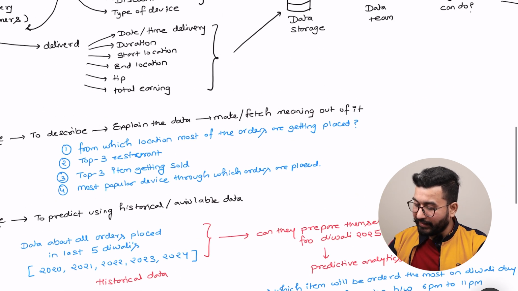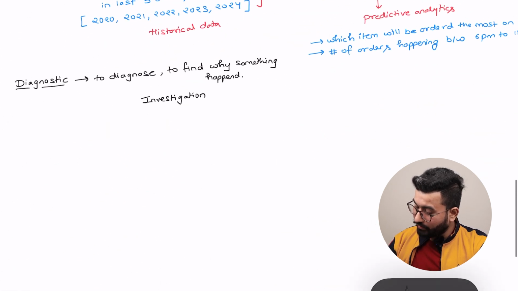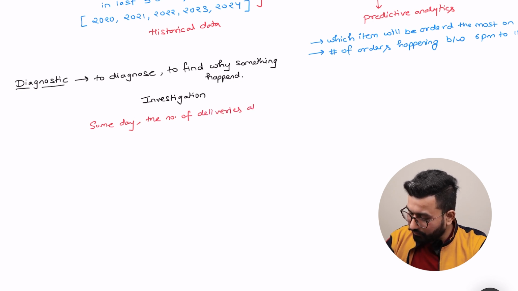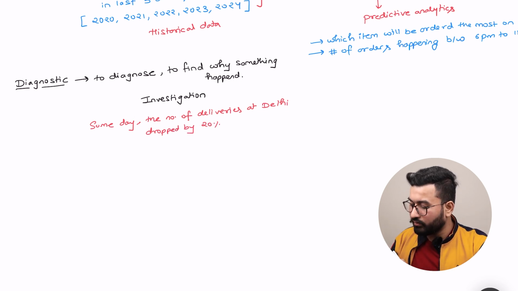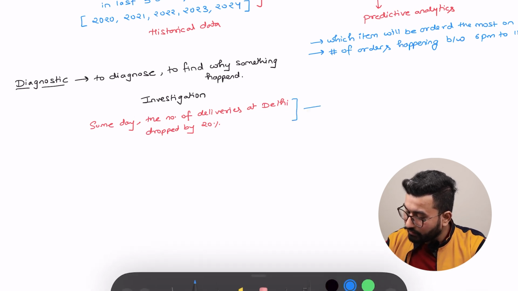For example, let's say on some day, let me write the case over here. Let's say on Sunday, the number of deliveries at Delhi dropped by 20%. Now, this is a very great business question. Why? The question is why?